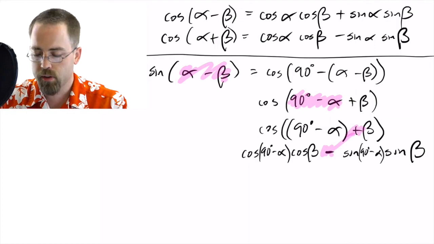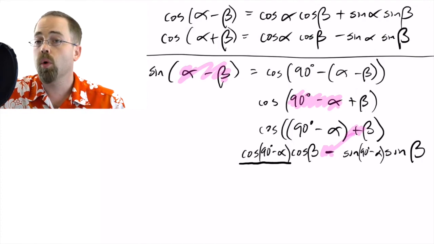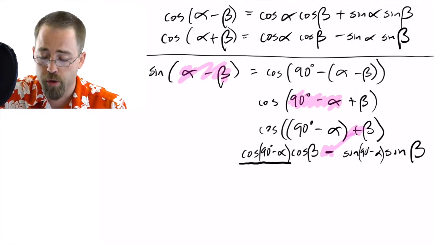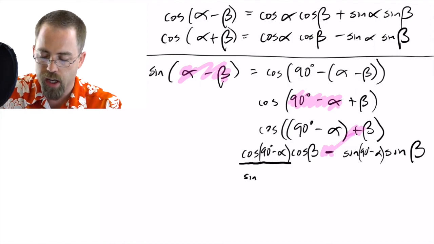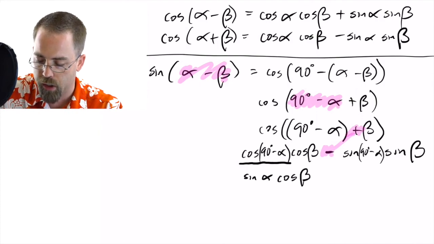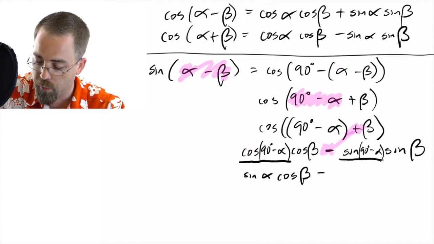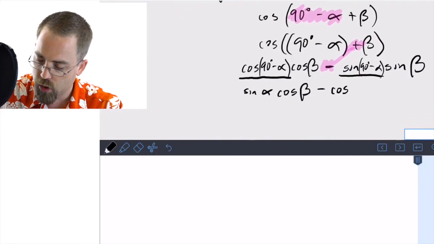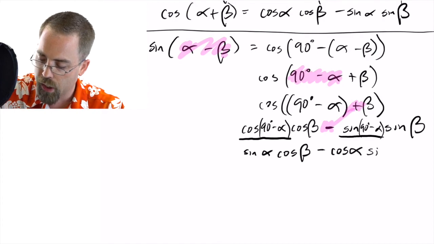So let's go one piece at a time. What is cosine of 90 minus alpha? Well, again, there's that definition of cofunctions. This is the definition of sine alpha. And then there's not much you can do with cosine beta, it's still cosine beta. And then what is the definition of sine 90 minus alpha? Well, that's the definition of cofunctions, so that must be cosine of alpha. And then there's not much you can do with sine beta.